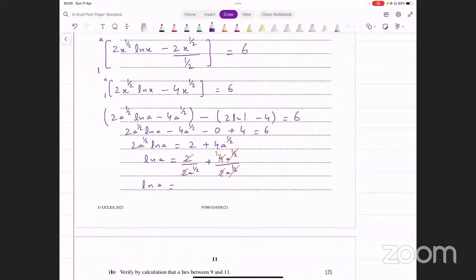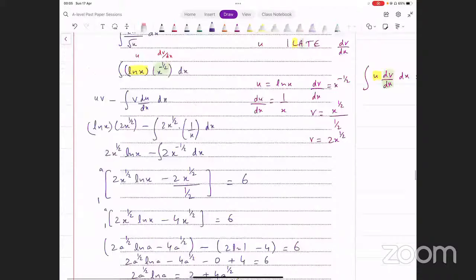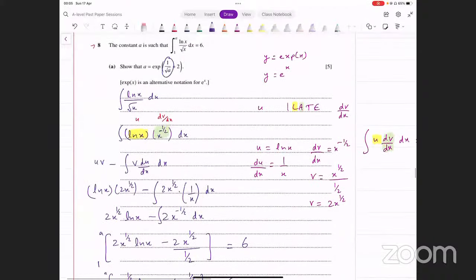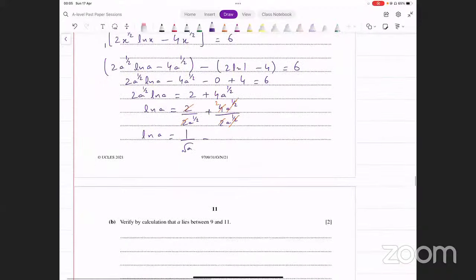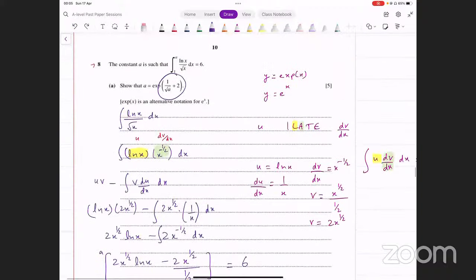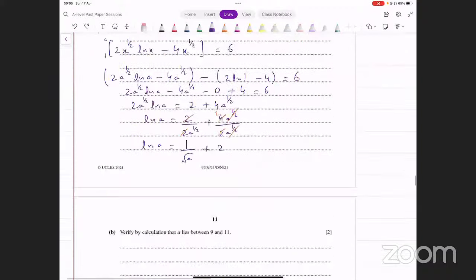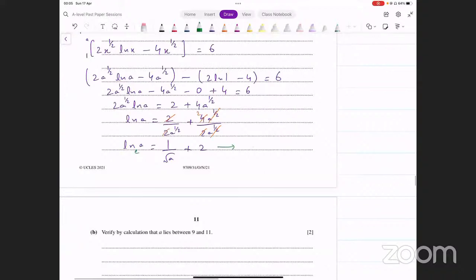ln a equals 1 over a raised to power 1 over 2, which is kept in square root form; let's convert it to square root. 1 over square root of a, plus 2. That's what we've got. Okay, now what we have to do is take the e base of the ln a on the left to the other side, and it becomes a equals e raised to power 1 over square root of a plus 2.